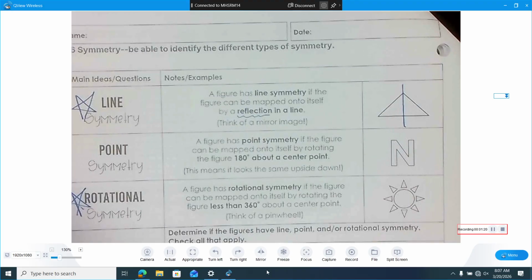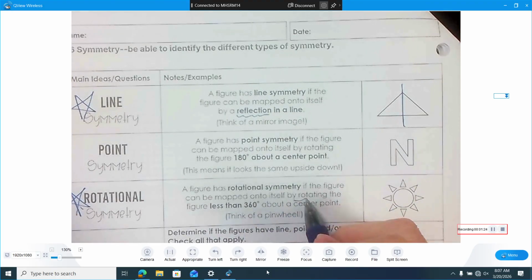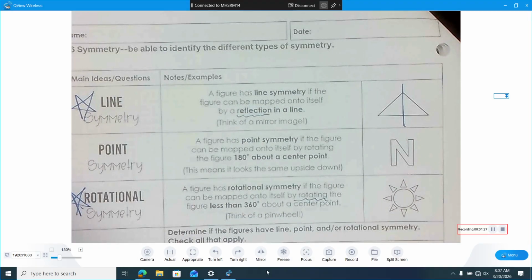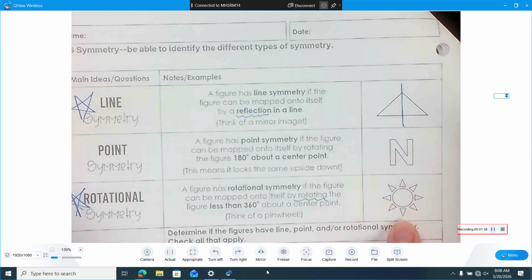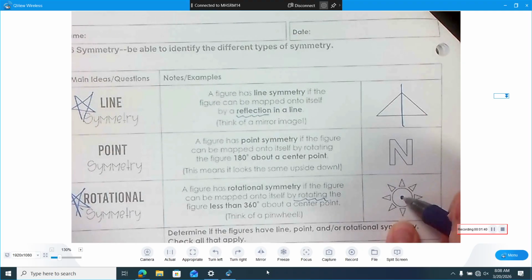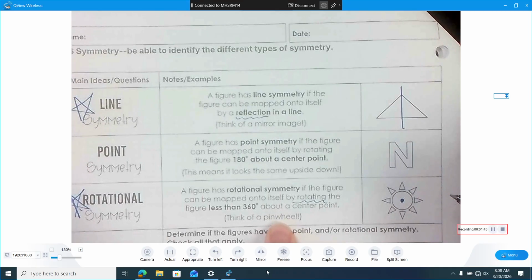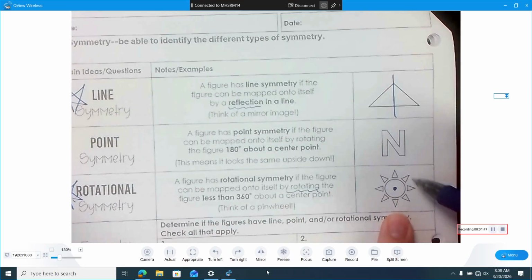Now, rotational symmetry is when a figure can be mapped on itself by rotating the figure less than 360 degrees. So on this particular figure, it has rotational symmetry because you can imagine that if it were spinning, much like a pinwheel might, it would map onto itself. It would look almost identical.